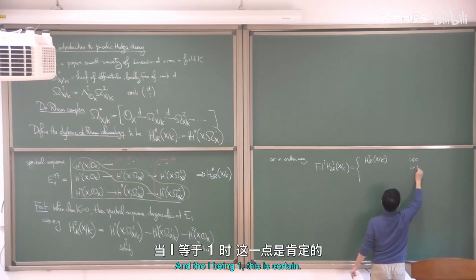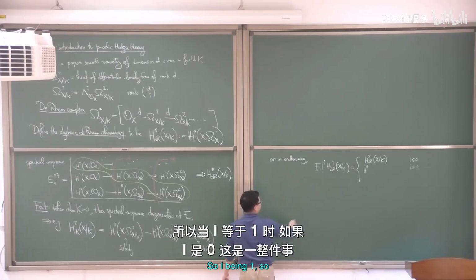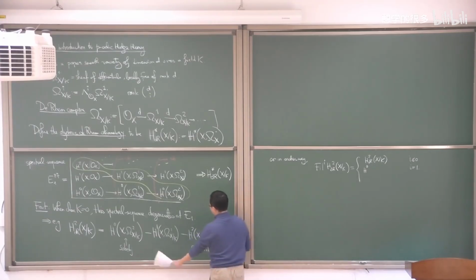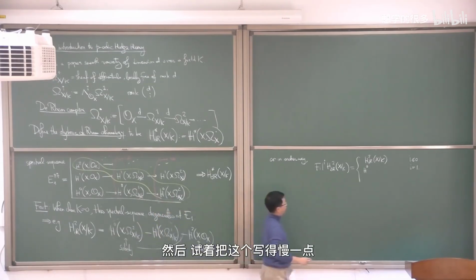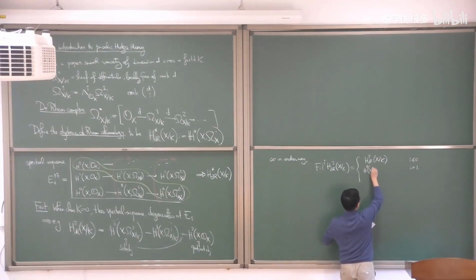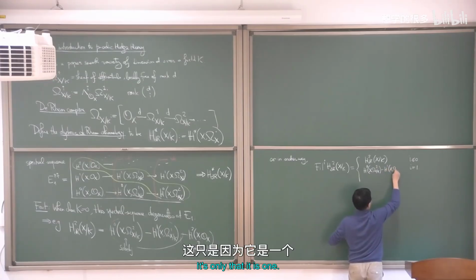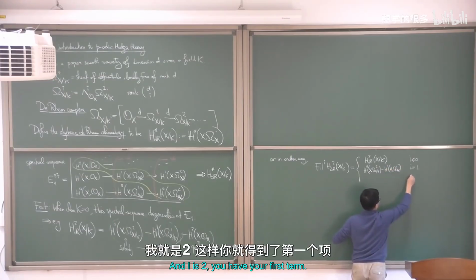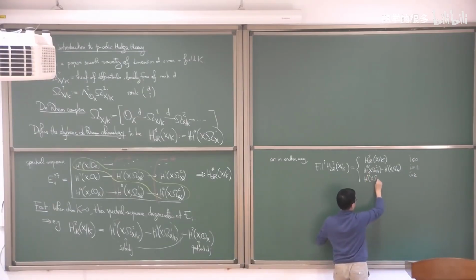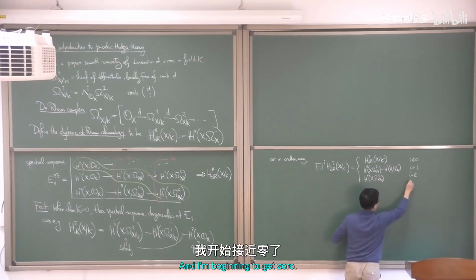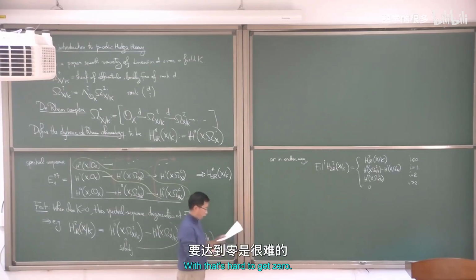And i being 1, so if i is less than or equal to 0, this is the whole thing. When i is 1, you only have the first two parts. So, to write it short, the extension is 1, X, omega X over 1. And for i equal to 2, you just have the first term, the sub-object. And for i bigger than 2, you get 0. So that's roughly what the Hodge filtration looks like.